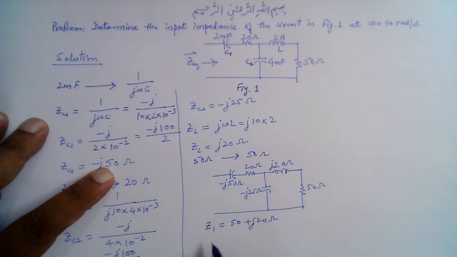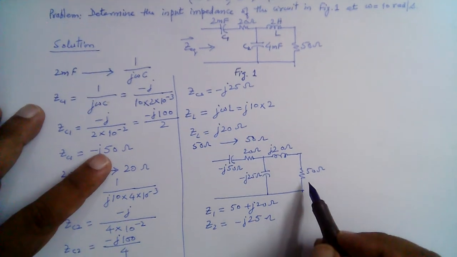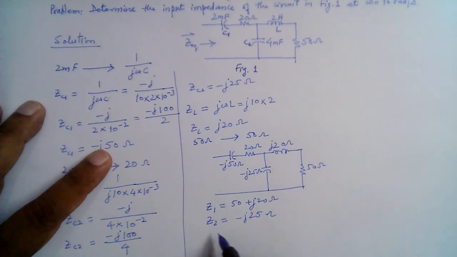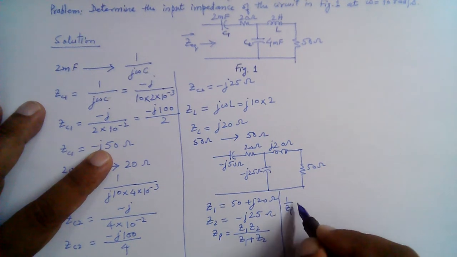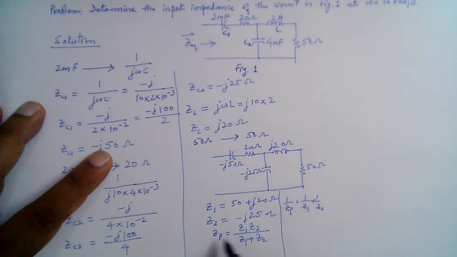And this is Z2, and this is minus J25 ohm. So for the parallel combination of two impedances, let's call the equivalent impedance of this parallel combination Zp. That will be equal to Z1 Z2 divided by Z1 plus Z2. As you would remember, for a parallel combination, 1 over Z1 plus 1 over Z2 is equal to 1 over Zp. And from this, we can derive this formula here.